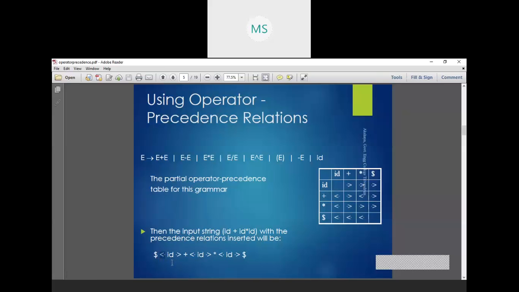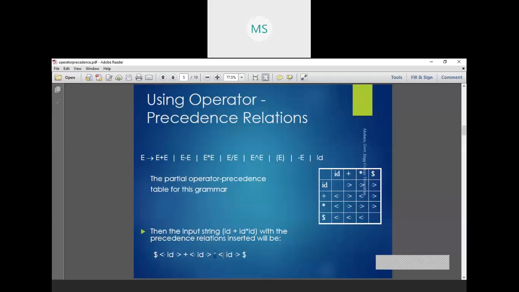Now I have to compare ID with plus. What is the relationship between ID and plus? ID has the highest precedence, so I am writing greater than. Like that, I have to compare each and every input symbol with the next symbol. Like ID with star: ID with star is greater than, so I am writing the greater than symbol.